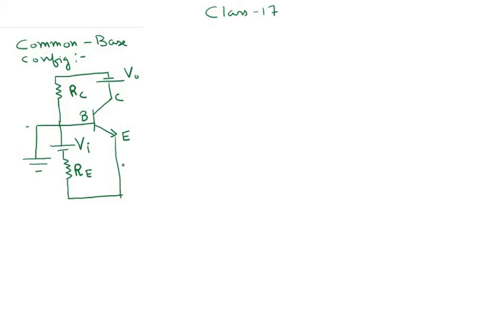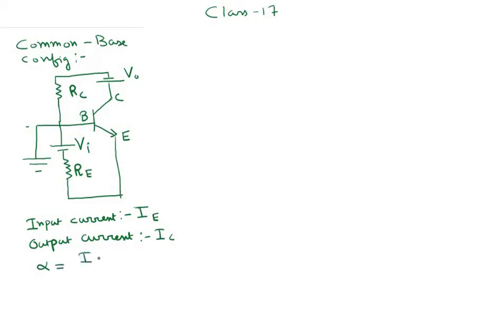Okay, and here the input current is the emitter current, and the output current is the collector current. The ratio alpha equal to IC by IE is basically a parameter of importance, and we call this the common base current gain.